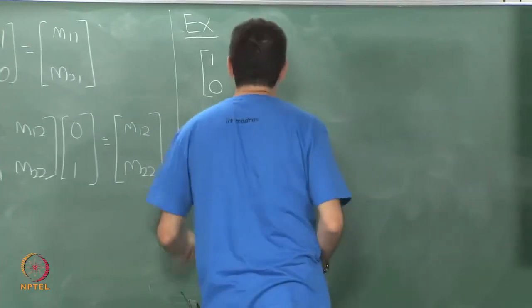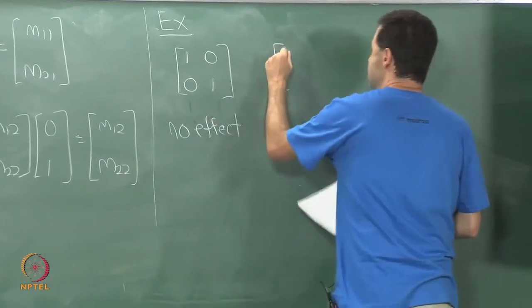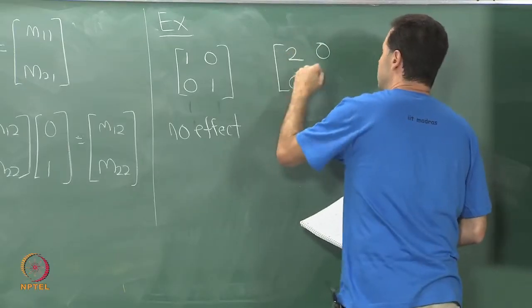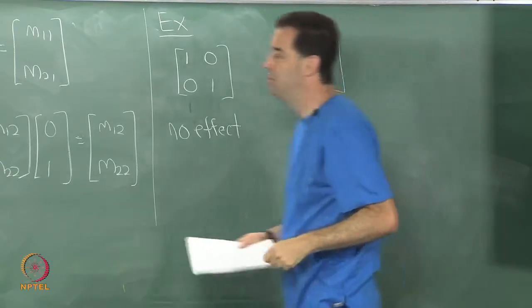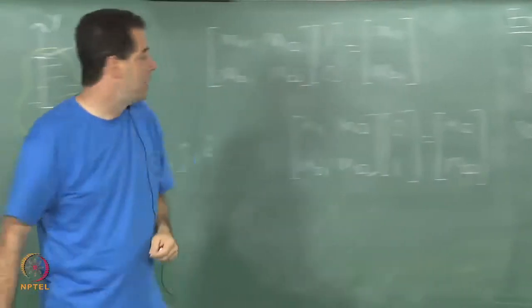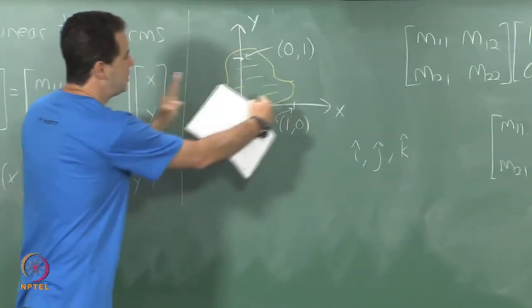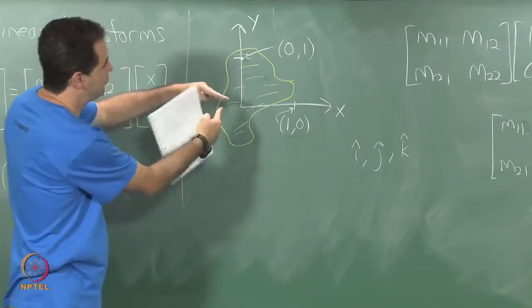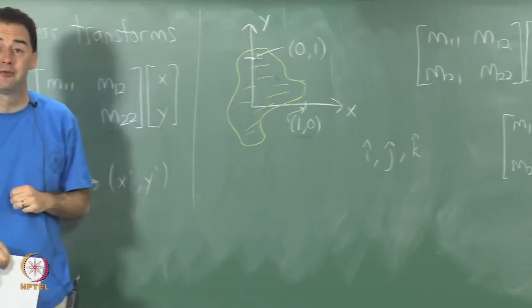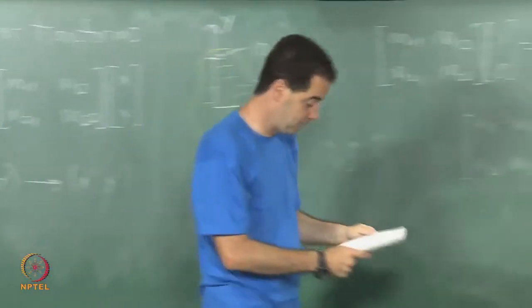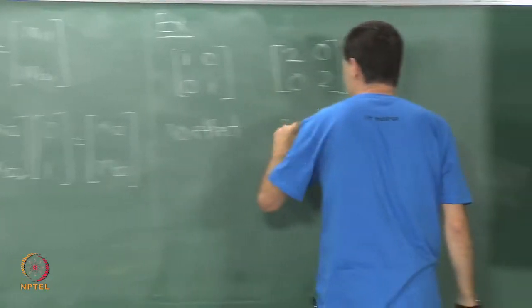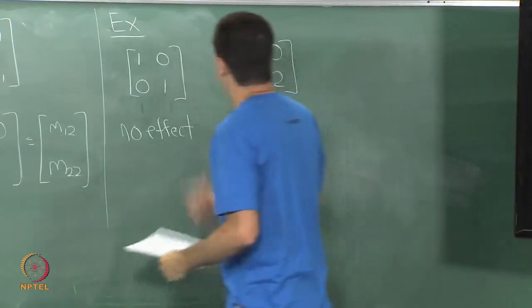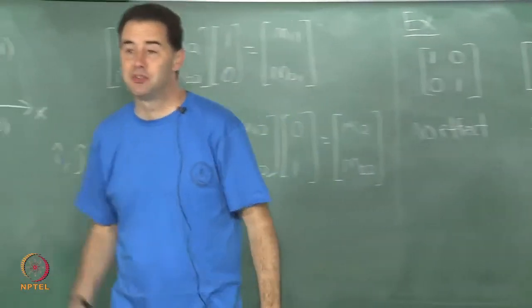Let's try another one. So what if I have 2, 0, 0, 2? What will it do in that case? It just scales it, right? So this should stretch along the x-axis by a factor of 2, stretch along the y-axis by a factor of 2, simply scales it. If I pick 1/2 instead, it will shrink it, right? So it's a scaling of some kind.